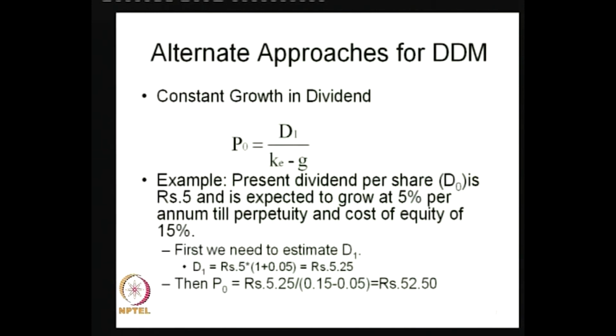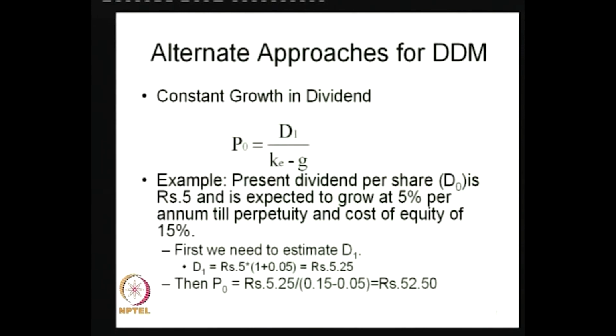In this case, we have the dividend of the next year, that is D1, divided by Ke minus g. So, this is nothing but dividend with a growth. If you look at this example, we have the present dividend per share of 5, which is expected to grow at 5% per annum till perpetuity. That means it is a stable stage and the growth is not going to change over a period of time, and the cost of equity is, let us say, 15%.